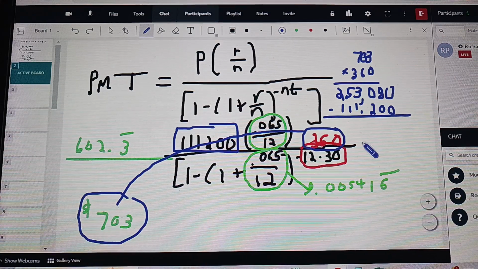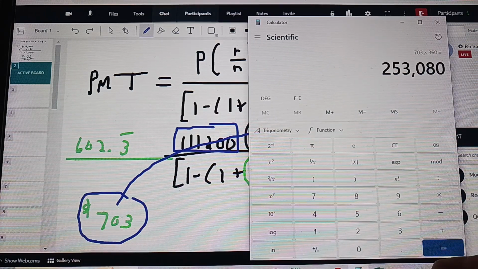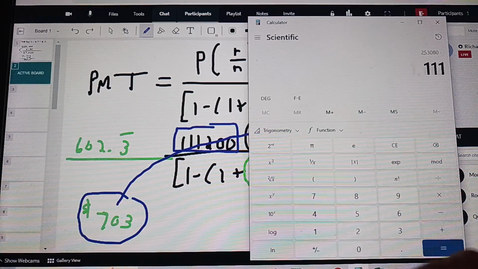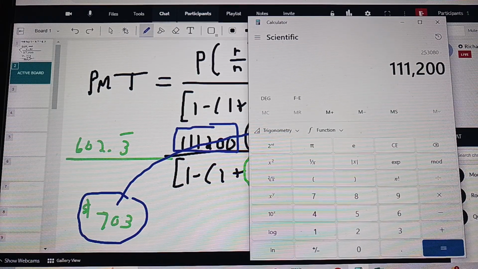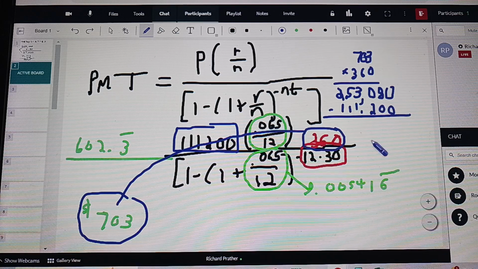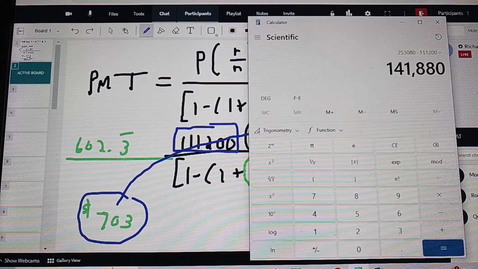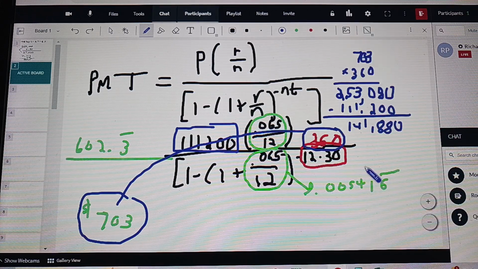But there's still more benefits to just renting. So if I take the total amount of money I spent for 30 years and subtract what I mortgaged for the house, not the actual price of the house, because I paid $28,000 off the bat. So I'm paying $141,880 in interest. 141,880, which is more than the 111 that I was mortgaging the house for.